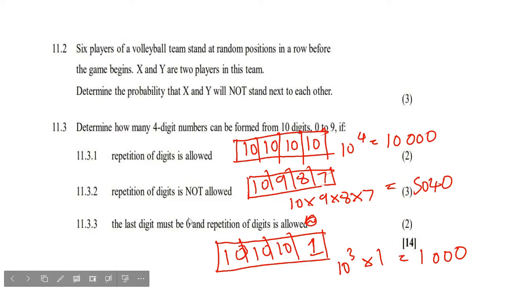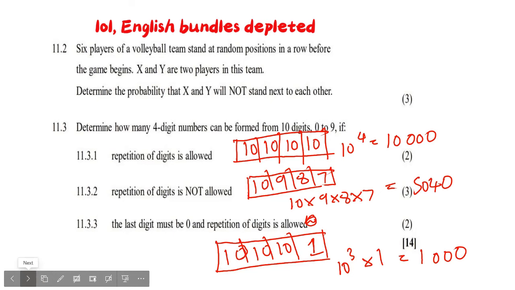So you can see that the more conditions we put in, the fewer numbers we can form, or the fewer codes that we can form. Yeah, whatever.